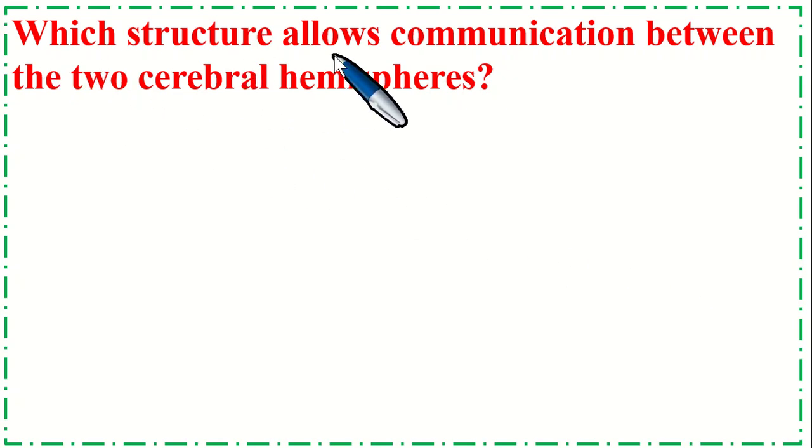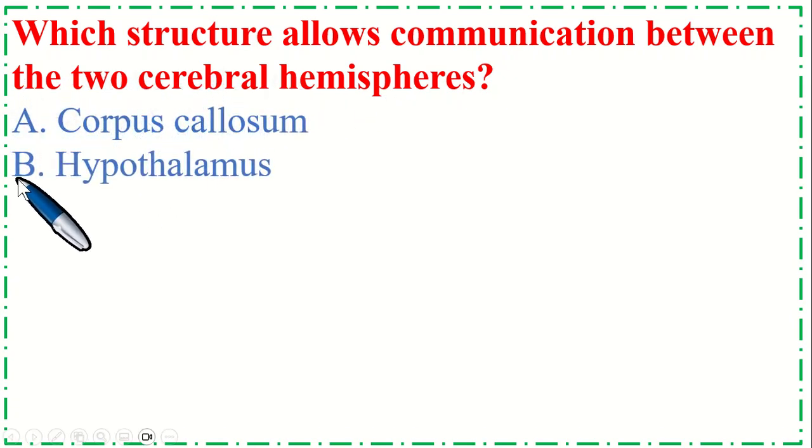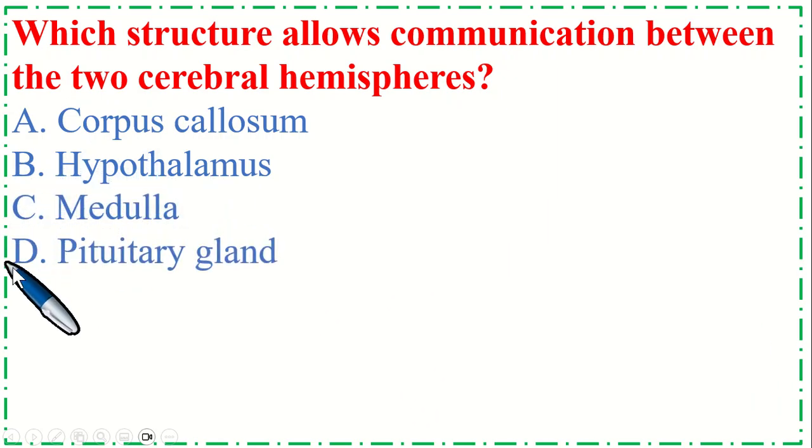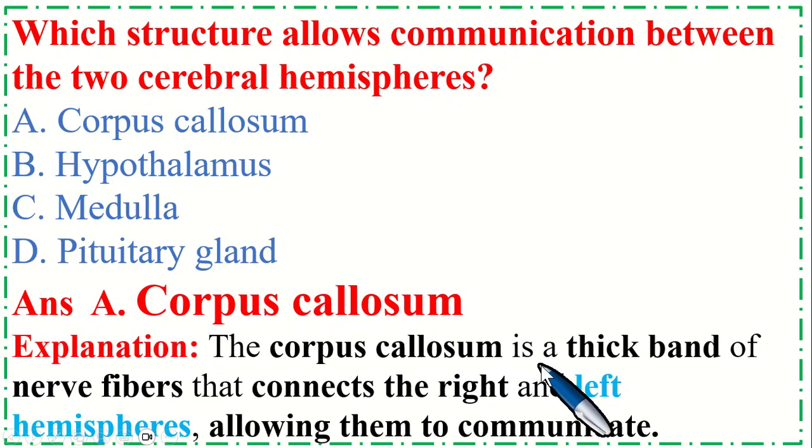Which structure allows communication between the two cerebral hemispheres? Option A corpus callosum, option B hypothalamus, C medulla, and option D pituitary gland. So the correct option is A corpus callosum. The corpus callosum is a thick band of nerve fibers that connects the right and left hemispheres, allowing them to communicate.